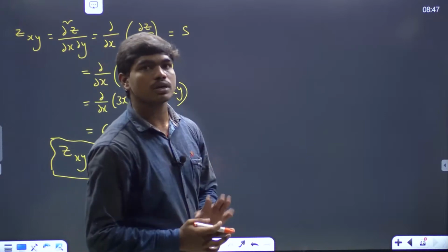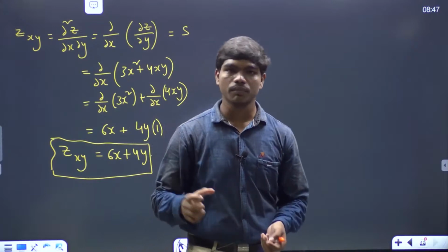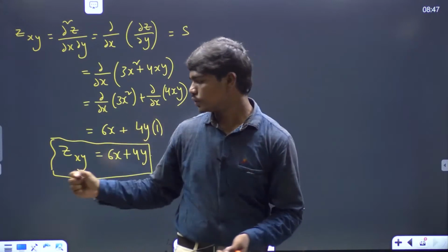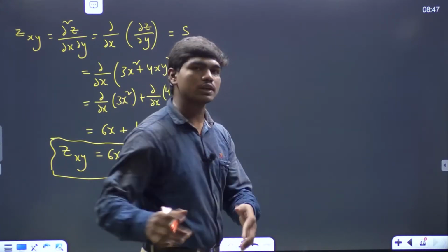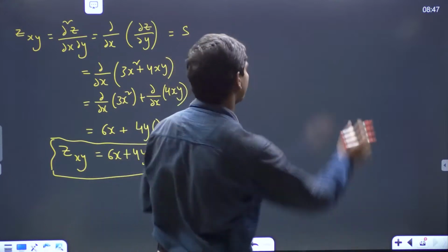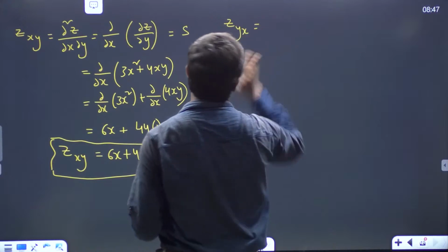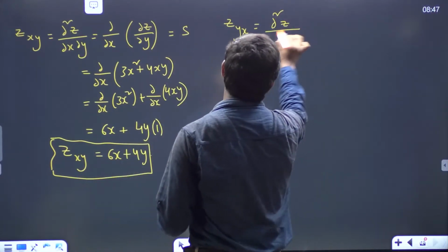Now I want you to observe one thing, because the result which I am going to show you now is really important in differential equations. In the differential equations chapter, there is something called an exact differential equation, and we'll be getting some conditions. I want to show you one result now, which is useful in differential equations and also in complex variables. Now what is z_yx?